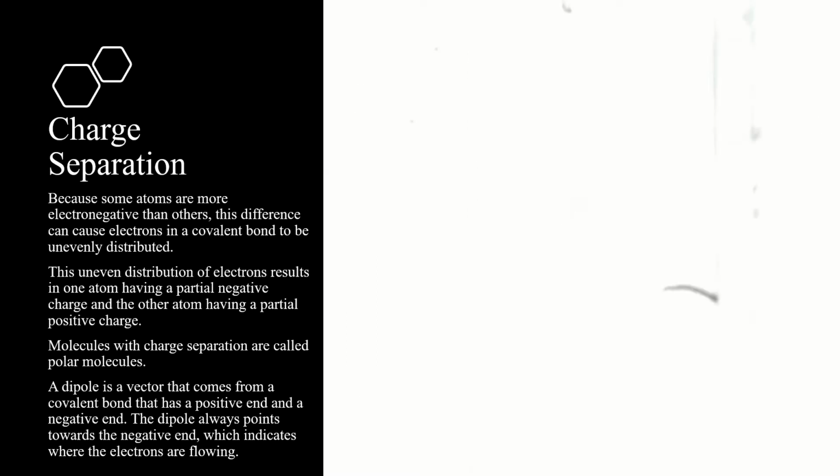Charge separation. Because some atoms are more electronegative than others, like nitrogen, oxygen, fluorine, this difference can cause electrons in a covalent bond to be unevenly distributed or shared. This uneven distribution of electrons results in one atom having a partial negative charge and the other having a partial positive charge. Molecules with charge separation are called polar molecules.